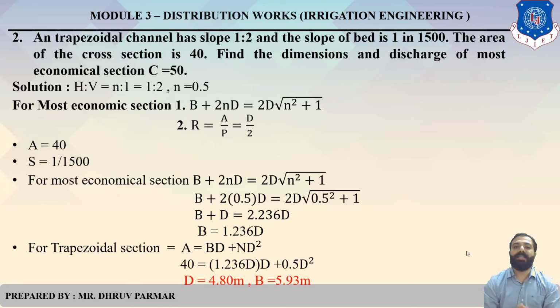Then a second example like that. In a trapezoidal channel, the side slope is given as 1 horizontal to 2 vertical, and the bed slope is 1 in 1500. The area of cross section is 40. Find the dimensions and discharge of the most economical section. Here the area is given, the bed slope is given, and the side slope is given. It is a trapezoidal channel, and they say most economical section.